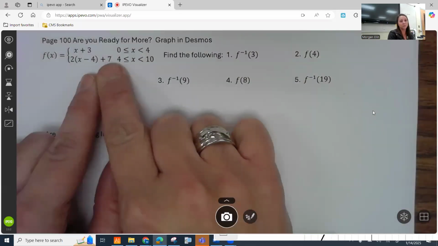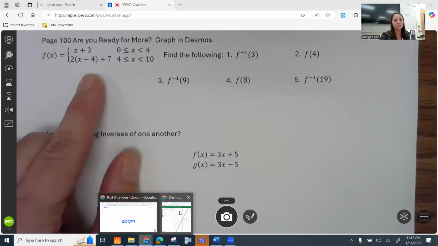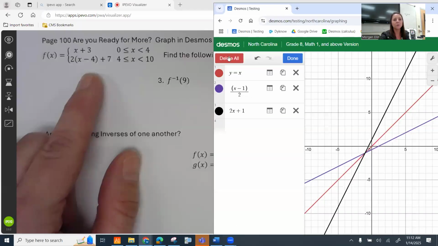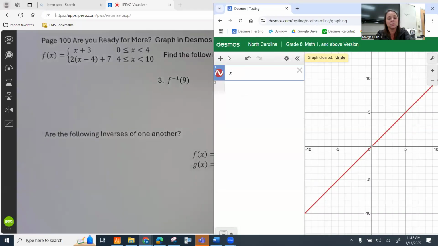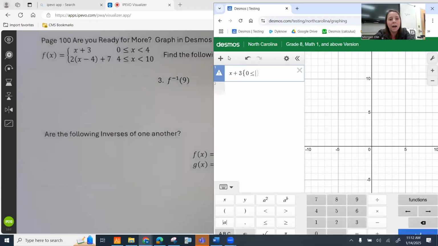Well, this is a what type of function? Piecewise function. So do me a favor, go into Desmos, and I want you to graph it. We've graphed piecewise functions, so you should know how to do this. If you have missed a day or you don't know how, please follow along. You need to go back and watch those videos as well.